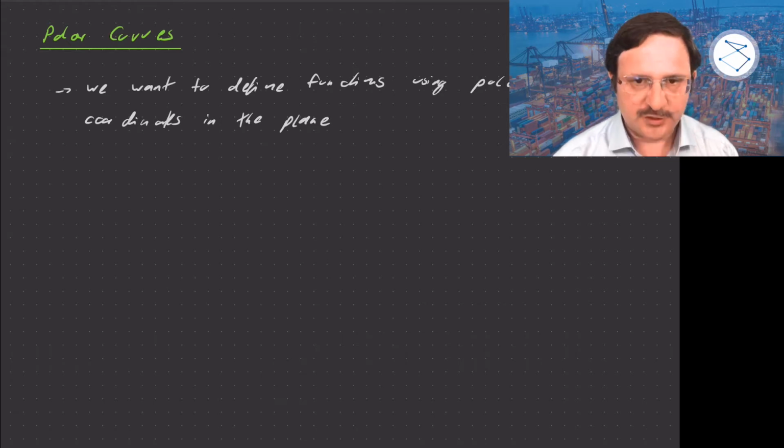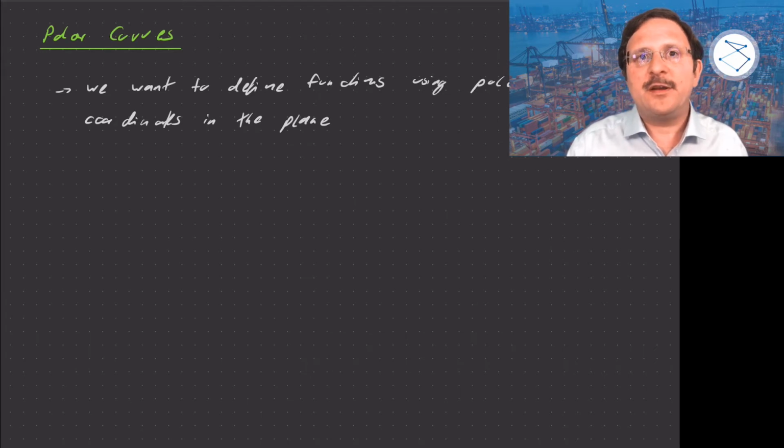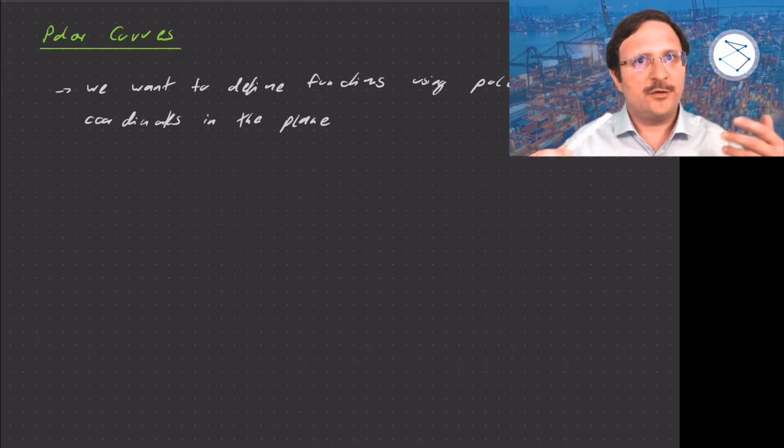And as I said, it's sometimes convenient to define a function using polar coordinates. So that's what we want to do. We want to define functions using polar coordinates in the plane. And we are going to restrict that discussion to the two-dimensional planes. We're going to talk about planar curves only. Of course, similar things can be done in higher dimensions as well, but we're not going to discuss this generalization.